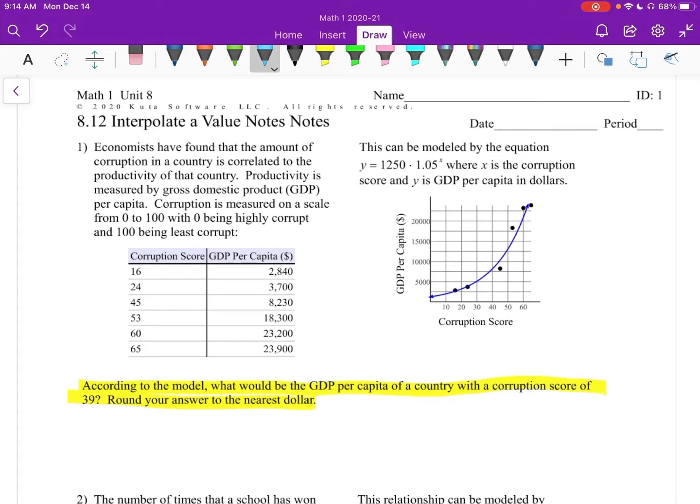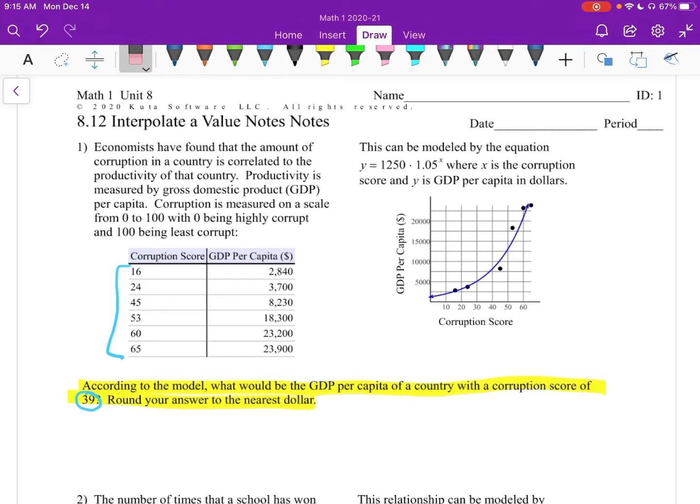What I mean by that is we're going to be using the number 39. 39 falls between 16 and 65. Our smallest number is 16, our biggest number is 65, and 39 falls within them. Sometimes we'll also talk about extrapolate, which would be like if we had a number like 75, where it doesn't fall within that range. But that doesn't really matter for us.